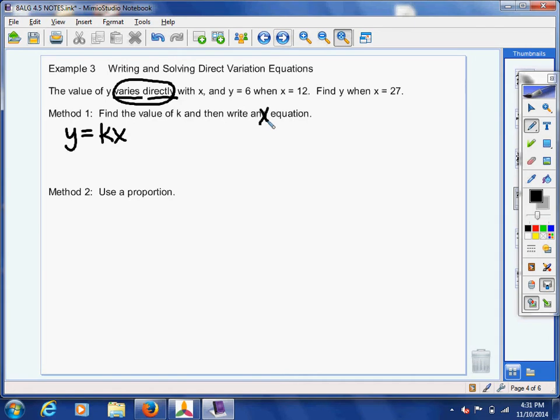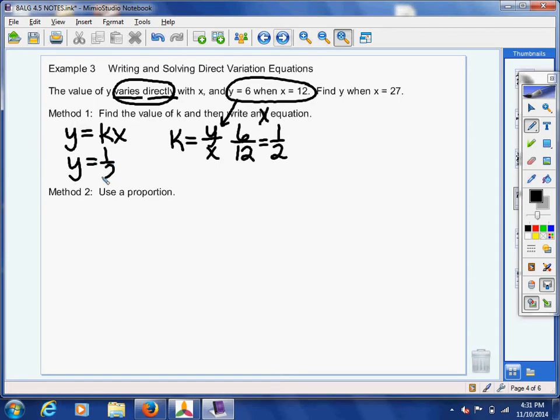The first thing we need to do in this particular method is figure out what k is. Now, in the last video, I showed you the easiest way to find k, and that is to use your ratio y over x. So if you take your given information, this is what we know is true, and we plug it in to the y over x, we're going to have 6 over 12, which reduces to 1/2. Now that we know what k is, we can actually write an equation. We can write our equation y equals 1/2 x. And there's our equation.